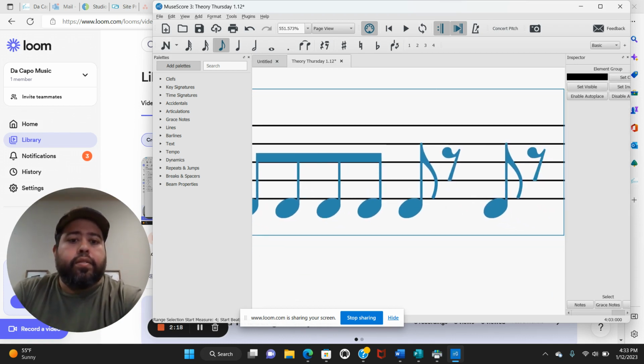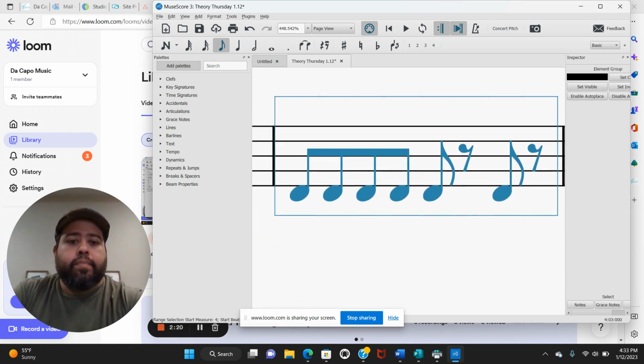these eighth notes here, we have some with a beam and some with a flag. When they're by themselves, they have this little flag coming off, and then we have the eighth rest there. So you can see that.